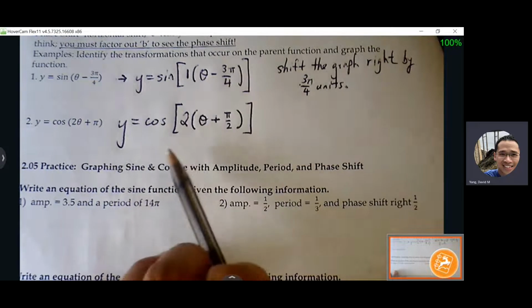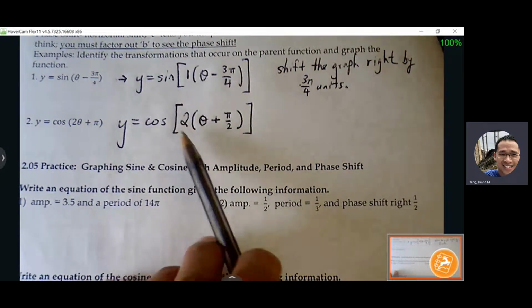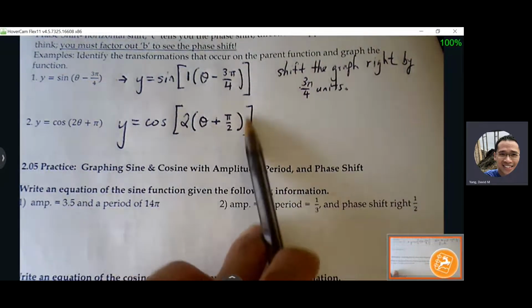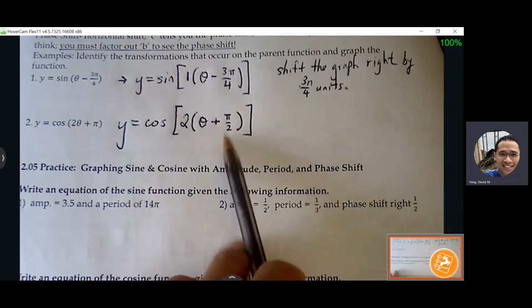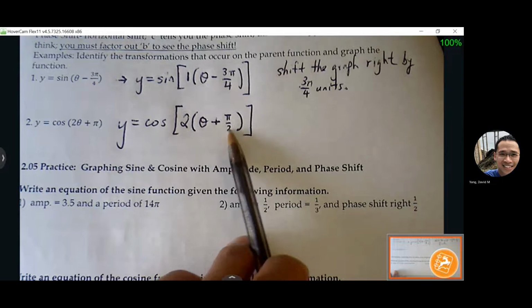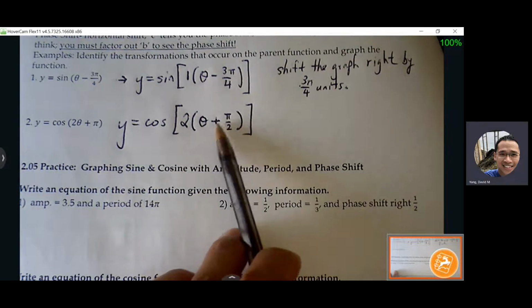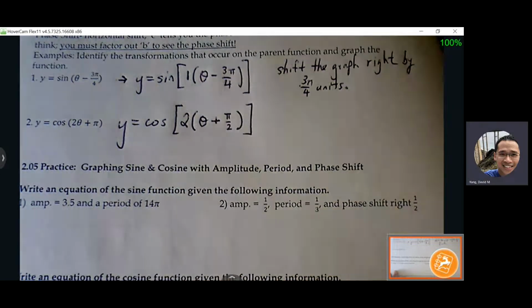Okay, so now that we've factored out that B value, so that's a clean B value, we now know that there's a phase shift. That number is a true reflection of the phase shift. So what do you think is going to happen? Good, to the left by pi over 2. So anytime you see a plus or minus inside the parentheses, you just got to think opposite. Negative is right, plus is left.